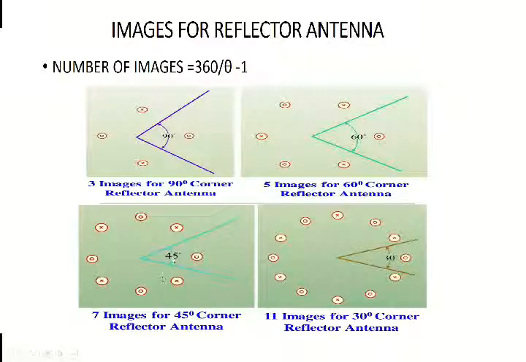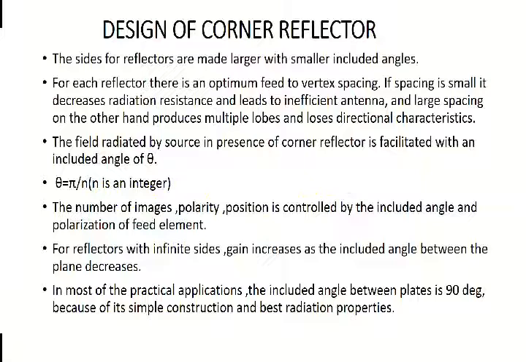If the angle subtended is 45 degrees, 7 images of the corner reflector antenna are defined, whereas in case of 30 degree subtended angle, 11 images are being drawn very clearly. So this gives the image theory of the reflector antenna. Now we'll go on to the design of this corner reflector antenna.